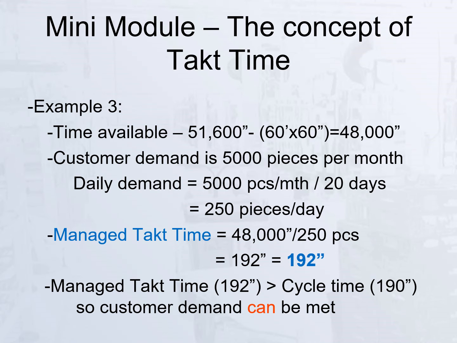Our managed tack time is going to be the time available minus the expected lost time, and that was 48,000 seconds. And we divide that by our daily demand, which is 250 pieces, and we come up with 192 seconds. Our managed tack time of 192 seconds is greater than our cycle time of 190 seconds, so customer demand can be met.